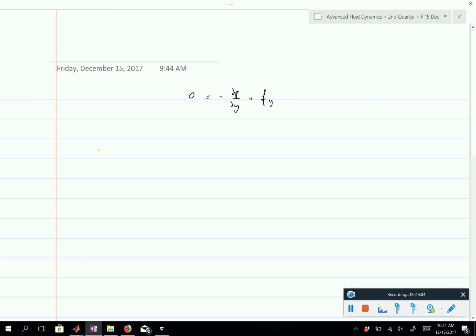So let me just summarize. You have the continuity equation, and then you can reproduce the momentum equations here: the x momentum equation, 0 equals minus partial p over partial x plus mu second partial of u with respect to y squared plus f of x, and 0 equals minus partial p over partial y plus the body force.